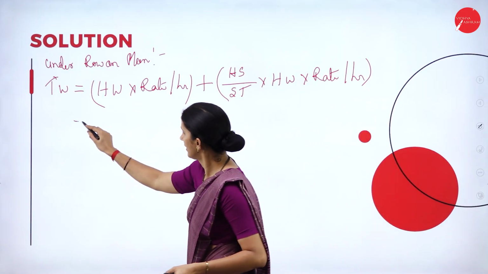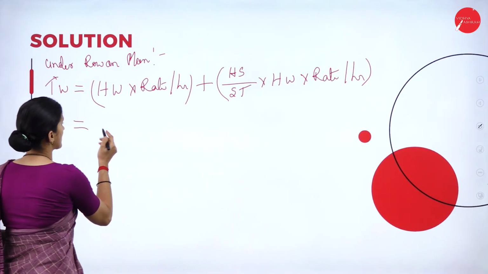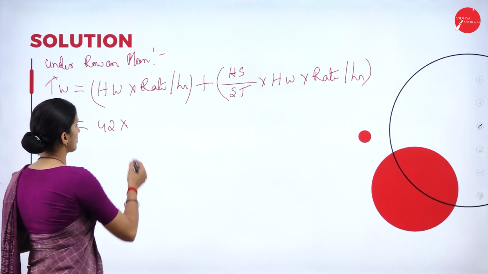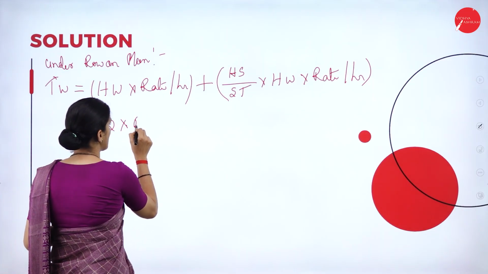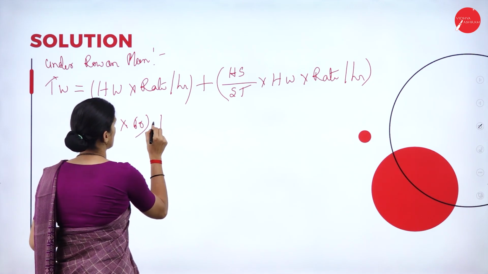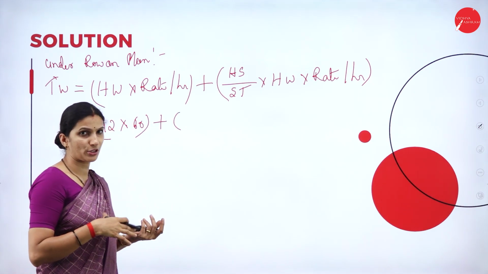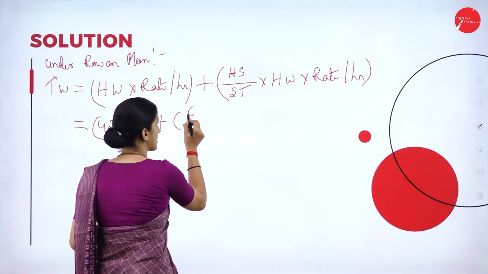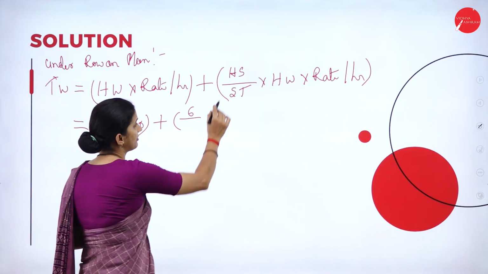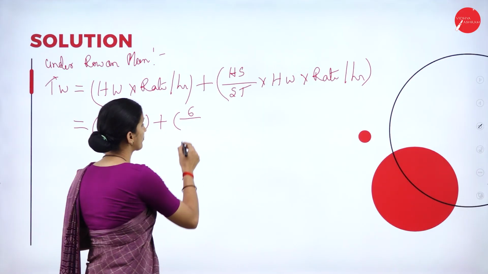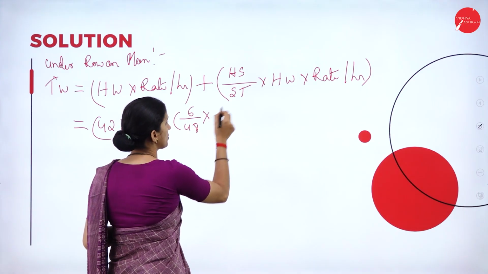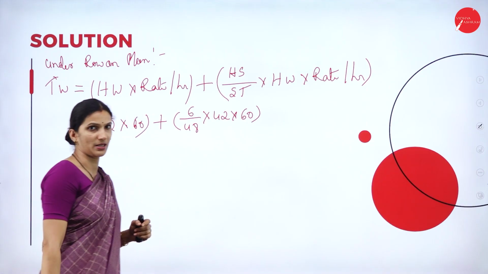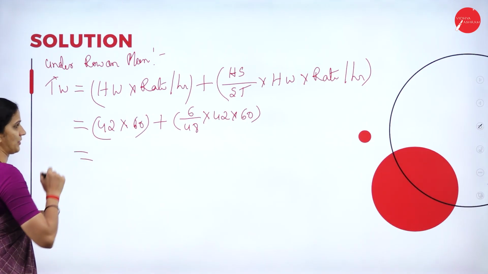So now we will apply here. What are the hours worked? Hours worked here is 42 into rate per hour. The rate per hour is given in the question, it is 60. So this is the time wage, plus you have to calculate the bonus. For that bonus, first you take the hours saved, that is 6 hours, divided by the standard time given, 48 hours, into hours worked 42 hours into rate per hour, 60. Right. So now you can simplify that.